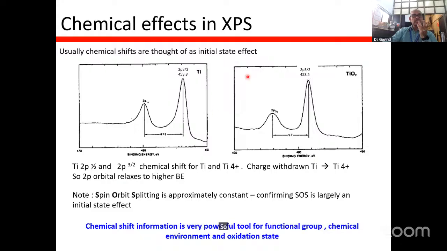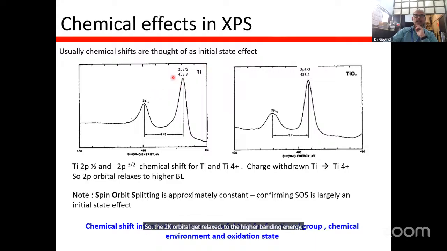So just take an example of how that shift occurs. This is a typical Ti sample, titanium oxide sample, and Ti sample. How did this peak get shifted? Ti has a 2p 1/2 and 2p 3/2. If you look at this Ti and Ti 4+, there is a charge withdrawal from Ti to Ti 4+. So the 2p orbital gets relaxed to the higher binding energy.